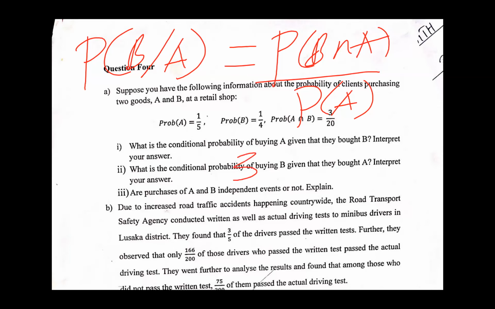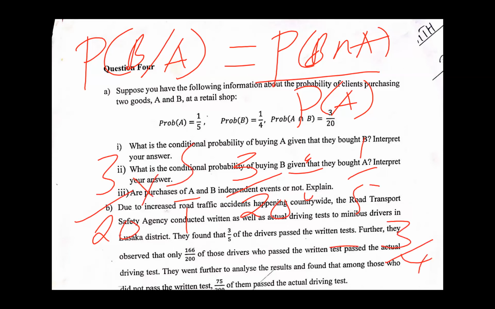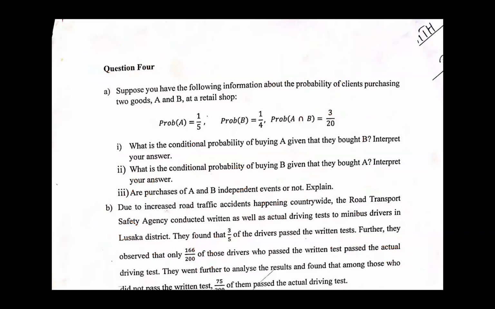So it will be 3 over 20 divided by 1 over 5, the probability of A. It will be 3 over 20 times 5 over 1. That will be 3 over 4, right? You've got 15 over 20, then you choose the number that can get into that: 5 into 15 is 3, 5 into 20 is 4. Does that help?